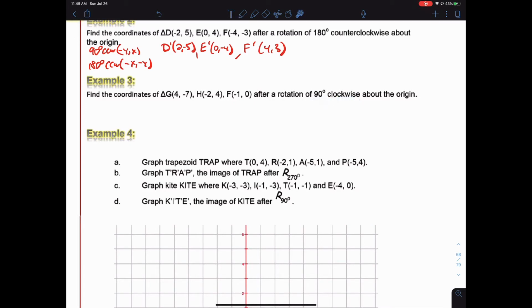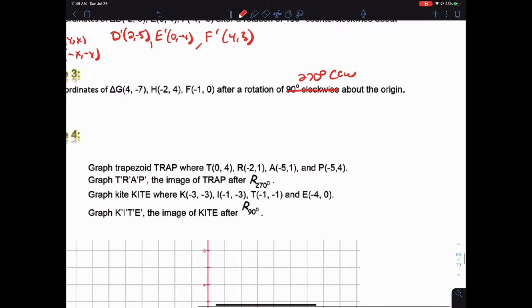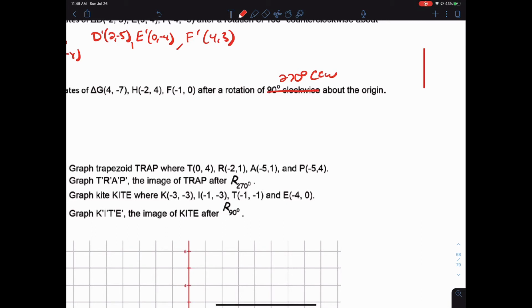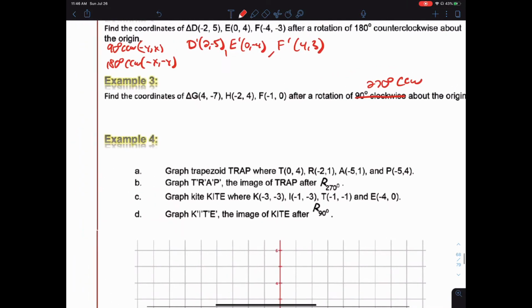Find the coordinates of this triangle after rotation of 90 degrees clockwise. Well, that's an important word, because I would rather say this is 270 degrees counterclockwise. Let me just make sure we understand. 90 degrees clockwise is the same as 270 degrees counterclockwise. Now, the reason I prefer that is because I know this rule right here, 270 degrees counterclockwise. I move this over here and change the sign, and I just move this over here.